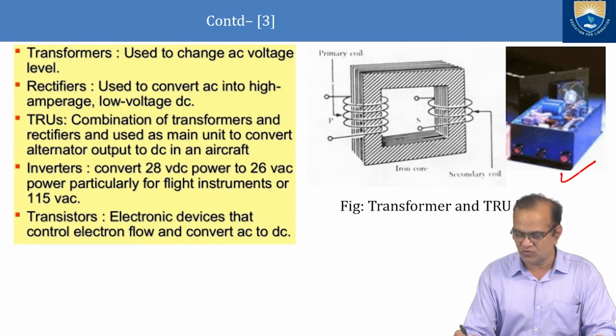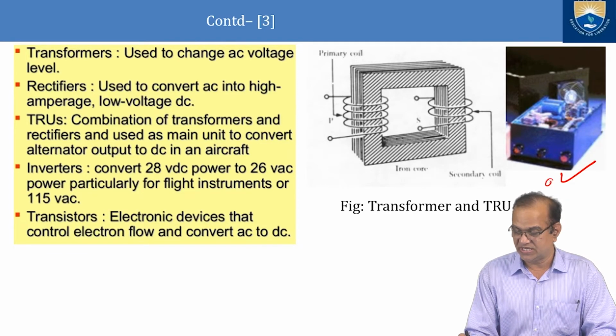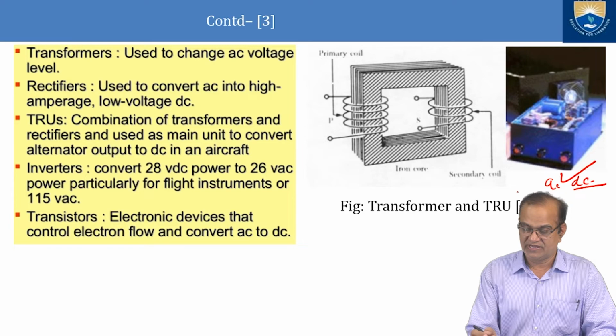Here it is shown the TRU, that is the transformer and rectifier unit, which is used to convert alternator AC to DC, and this is for voltage change.